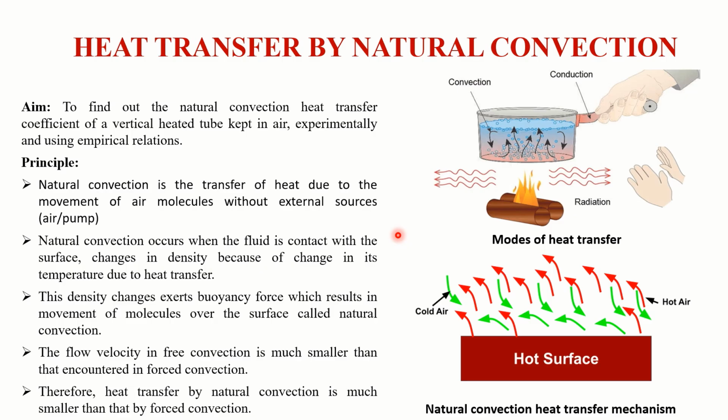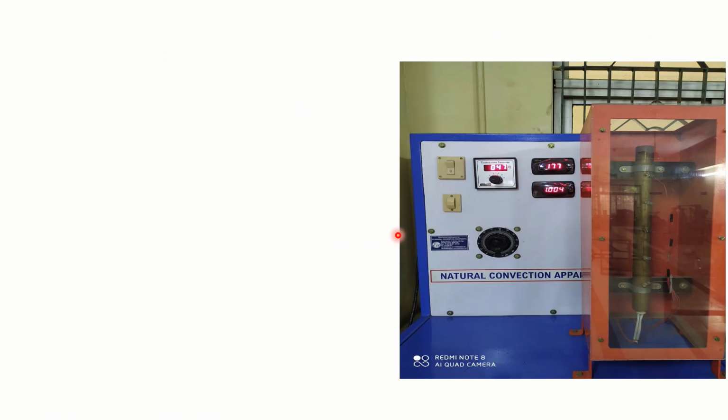Let us move on to the description of the experimental device. The experimental setup consists of a rectangular duct which is open at the top and bottom to allow air to flow freely over the cylindrical pipe which is placed inside this rectangular duct. The cylindrical pipe is connected with the heater, and heat input to the heater can be adjusted with the help of a voltmeter and ammeter.